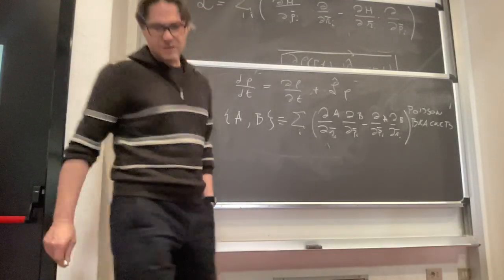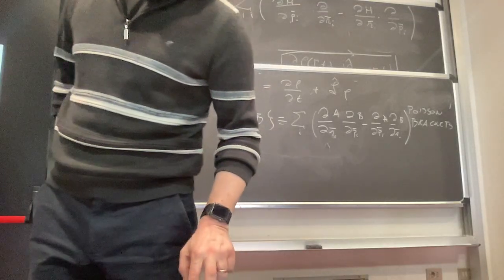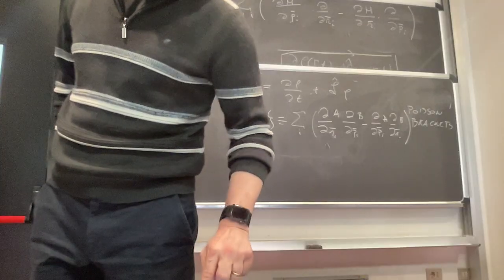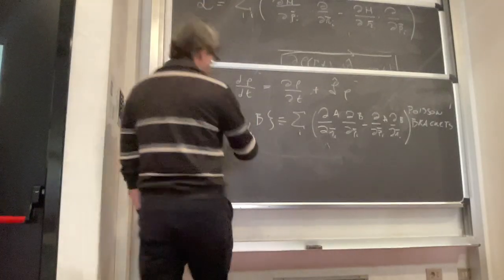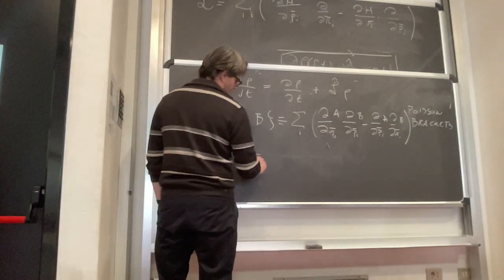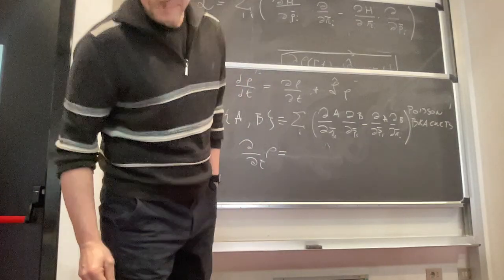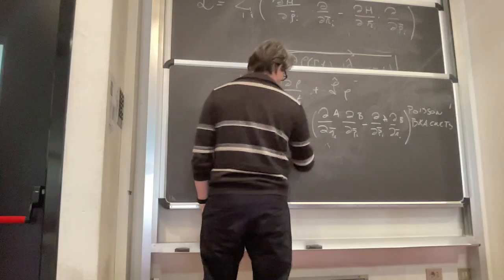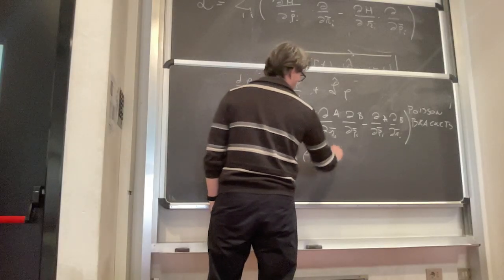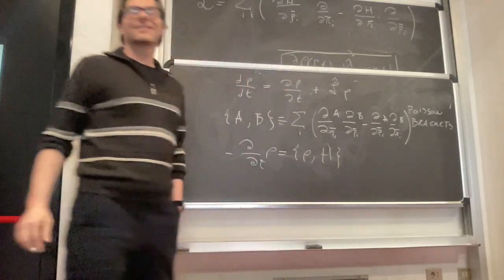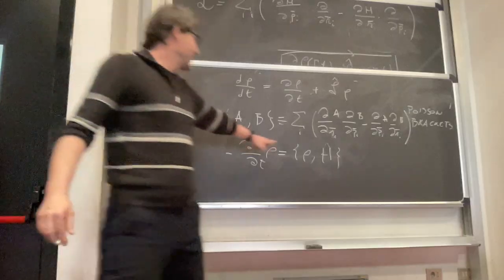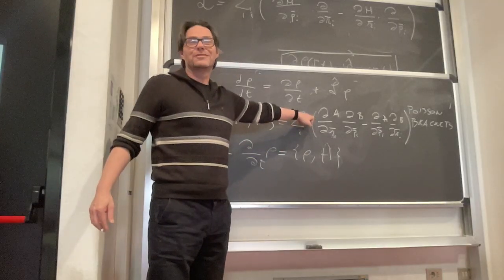So with this notation, the Liouville equation becomes ∂ρ/∂t equals negative, the Poisson bracket of rho with the Hamiltonian, right? Because basically that's what the Poisson bracket does.